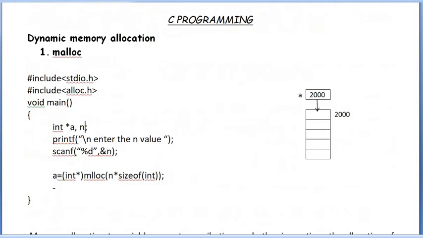If the memory is not granted in any case, at that time A gets null. If the memory is granted, then you get the memory address in A.